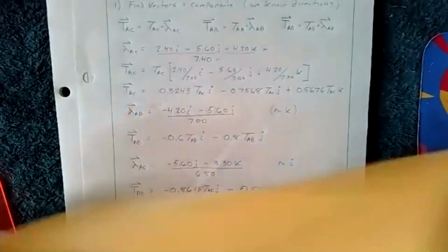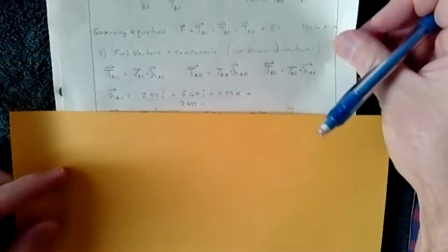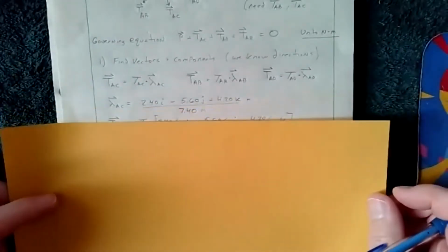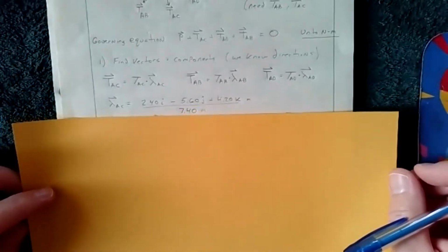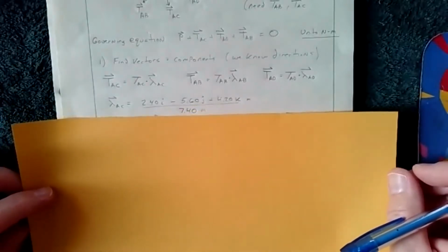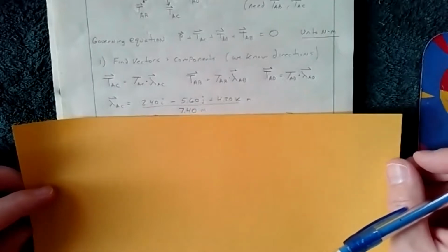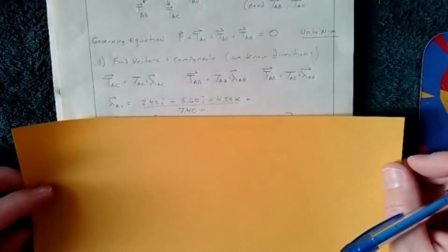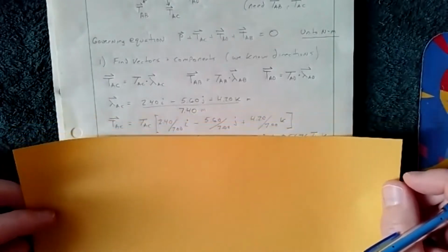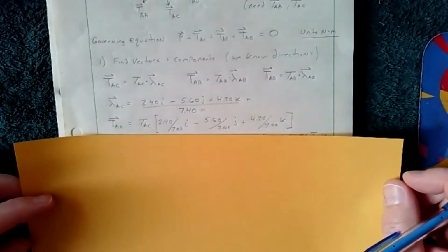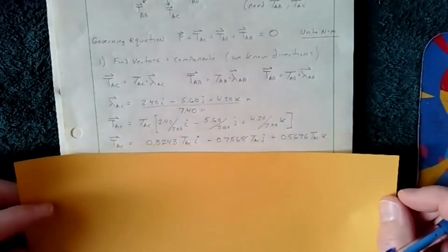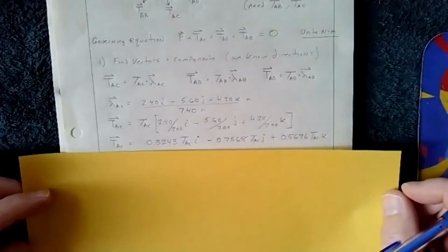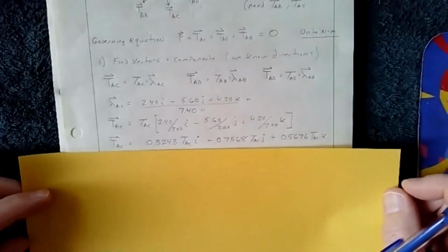So let me kind of cover it up and go through it. So here, this is the AC vector. So we know it's 2.4 meters in the I, negative 5.6 in the J, 4.2 in the K, and divided by the magnitude, just like before. So we multiply through by TAC, and there's our unit vector, and we get that, okay? So the main thing is to get these. Now this is, again, just review.